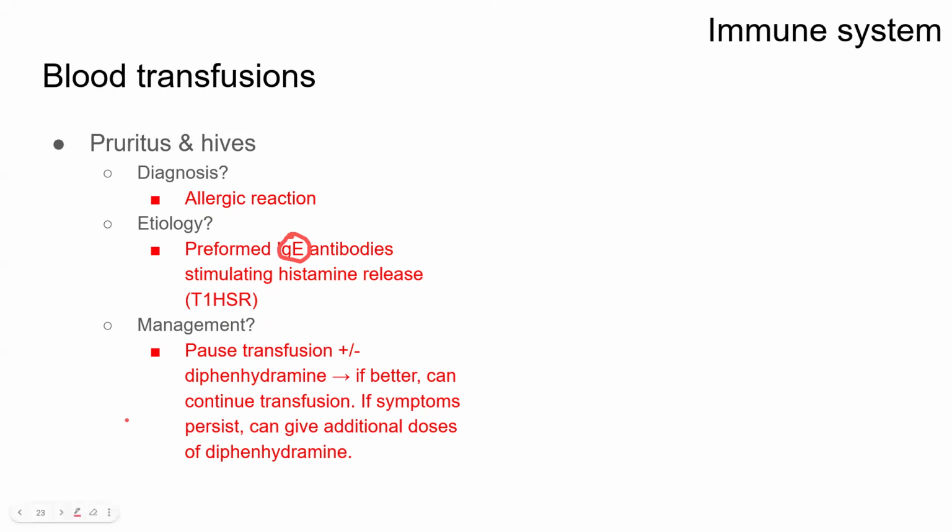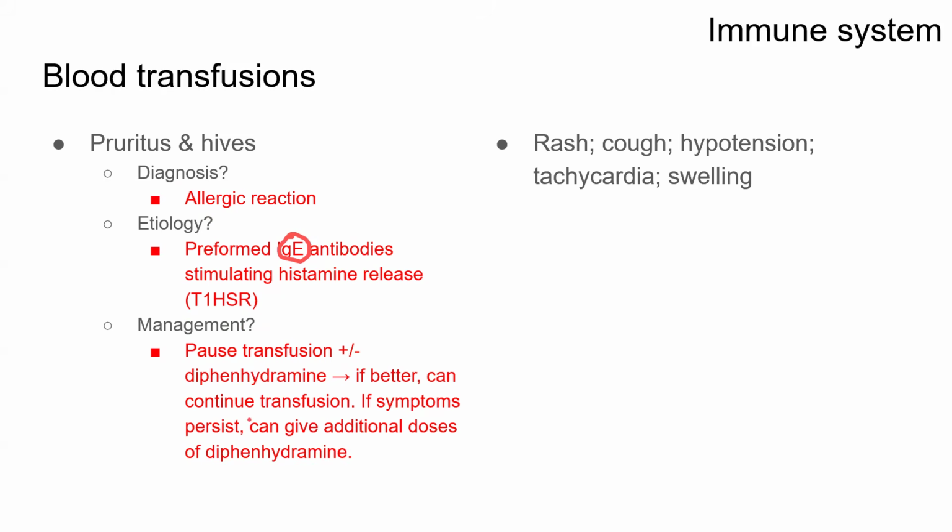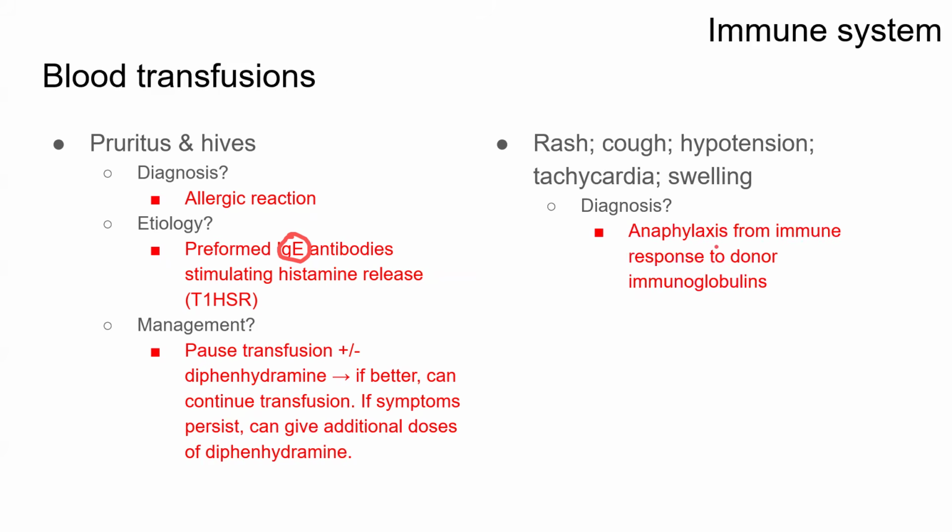Okay. So let's say, for example, a different patient is also getting a transfusion and they develop a rash, they start coughing, they become hypotensive, tachycardic, and they start swelling. The diagnosis in this case is anaphylaxis from an immune response to donor immunoglobulins.